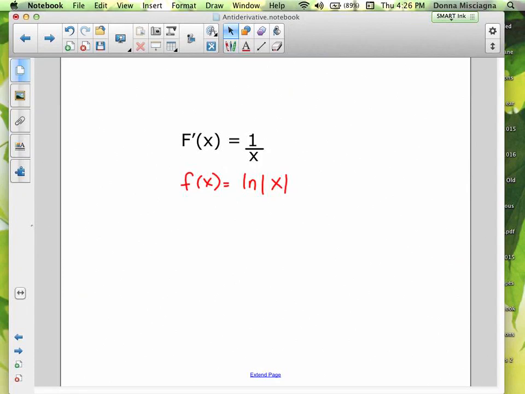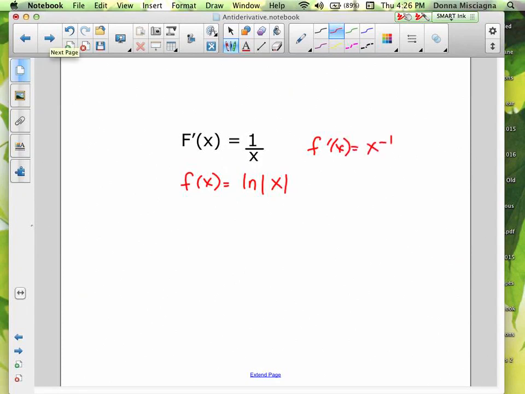So that was a little bit trickier. It looks like it's a power rule, but it's not. If you went to figure out this, f prime of x is x to the negative 1, and you were trying to figure that out, what would that be, negative 2? Would that be 0? Nope. It wasn't a power rule at all. It was natural log. And if we take the derivative of natural log of x, it would be 1 over x. 1 over whatever we're taking the log of.